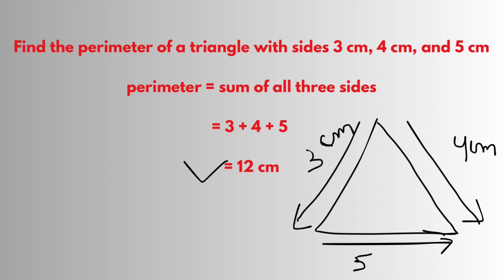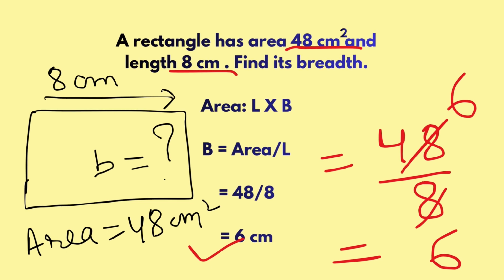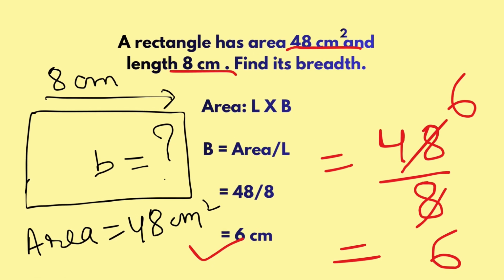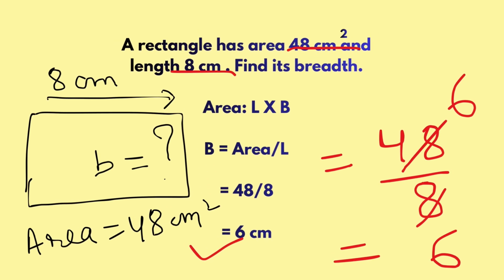Now let's understand another problem. A rectangle has an area of 48 centimeters squared and a length of 8 centimeters. Find its breadth. Now we have to find out the breadth. Area, we know, the area of a rectangle is length multiplied by breadth.